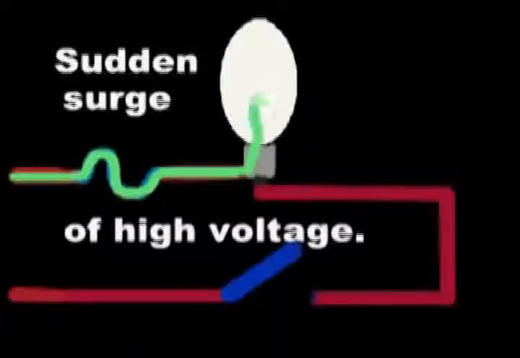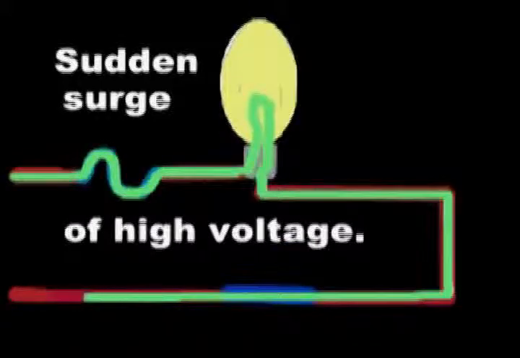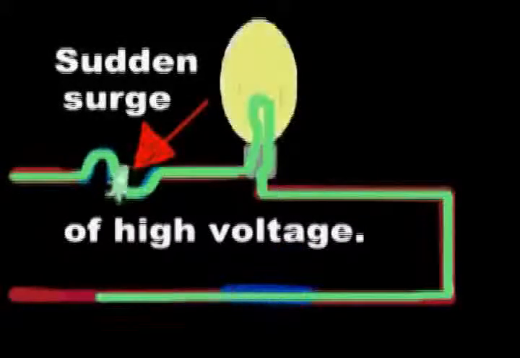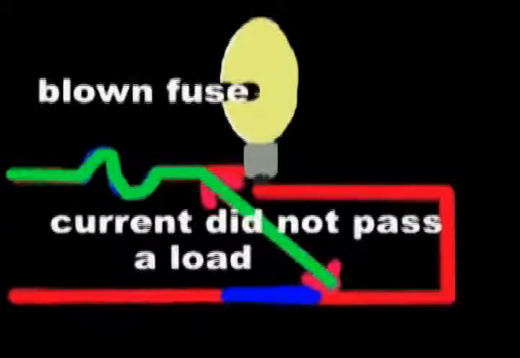This is a circuit condition when a fuse is blown out when there is a sudden surge of high voltage. And this is a short circuit condition when current did not pass a load.